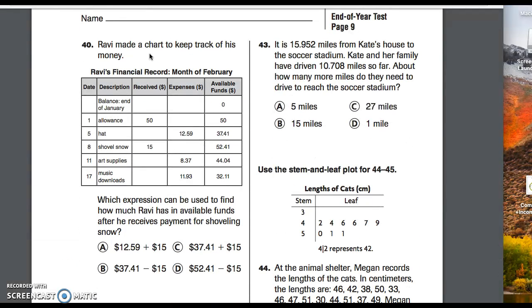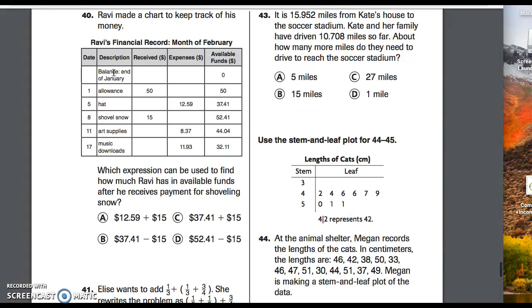Number 40. Ravi made a chart to keep track of his money. Ravi's financial record, month of February. Date, description, received, expenses, available funds. Balance, end of January. Allowance, hat, shovel snow, art supplies, music downloads. Which expression can be used to find how much Ravi has in available funds after he receives payment for shoveling snow?